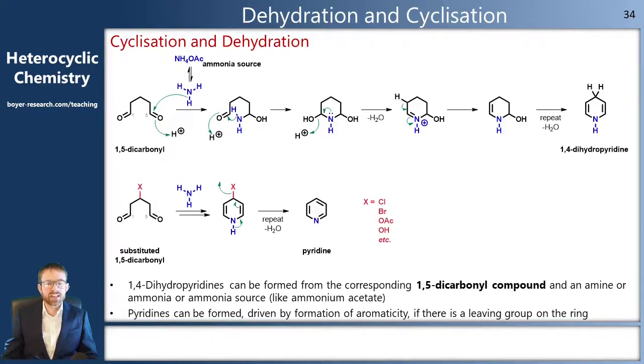But if instead of a 1,5-dicarbonyl species, we have a 1,5-dicarbonyl species with some kind of leaving group on the backbone, so here represented by X, where X could be a chloride, a bromide, an acetate, etc. Well then, at the end of this sequence, we could get the formation of the aromatic system by loss of HX.